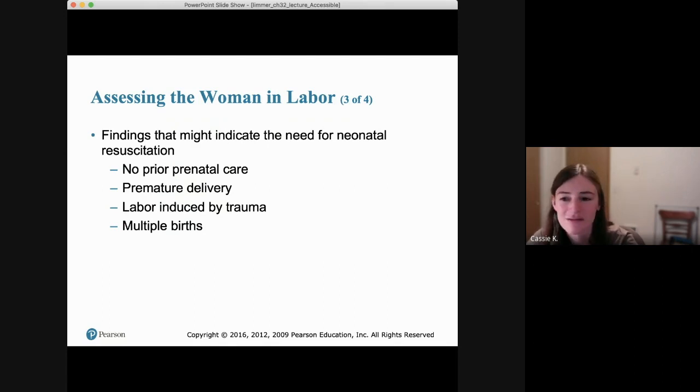If they haven't received any prenatal care, so if they haven't been seeing a doctor during their pregnancy, the infant's going to have a greater chance of complications. If the baby's premature, so if we find out their due date and the baby's quite early, greater chance that we're going to need to be involved. The labor was induced by trauma, so something traumatic causing them to go into labor, or multiple births, say if they're having twins, triplets, or such.